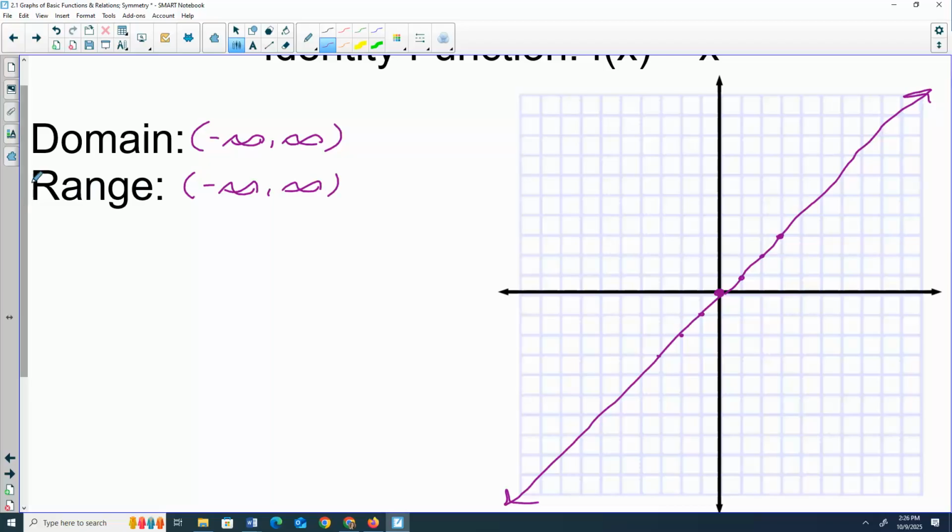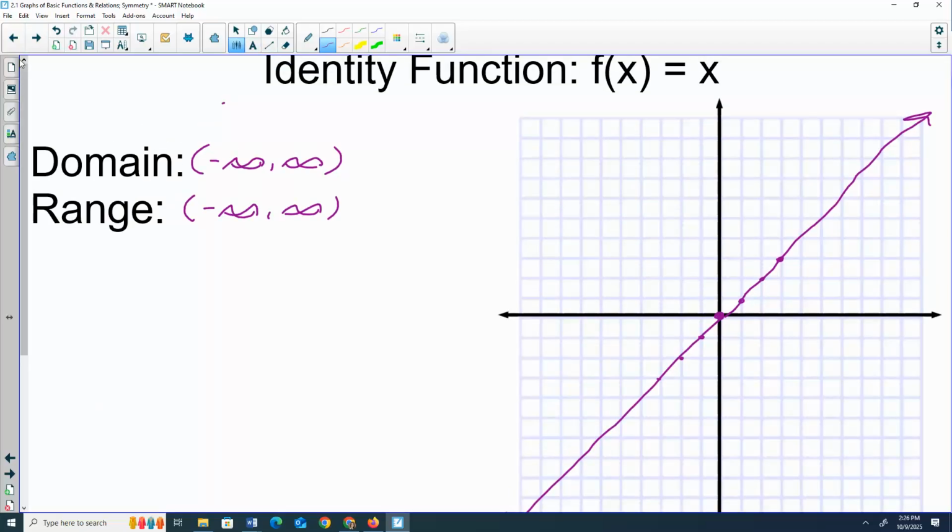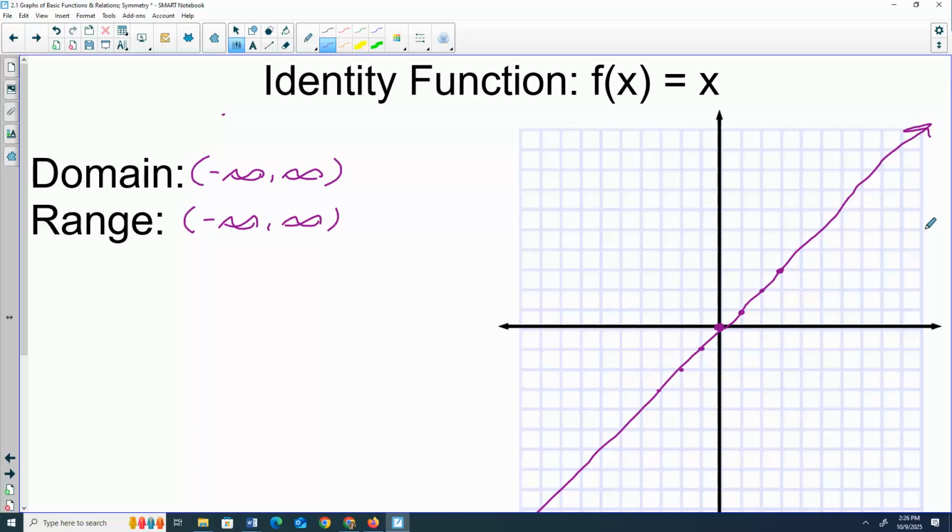On these, I'm not ever going to expect you to just memorize domains and ranges or anything like that, but if I tell you that you have the identity, you should be able to draw a graph, and then you should be able to look at the graph to answer any questions. Is this one continuous? Yep, whole thing. Is it increasing, decreasing, or constant? Increasing.